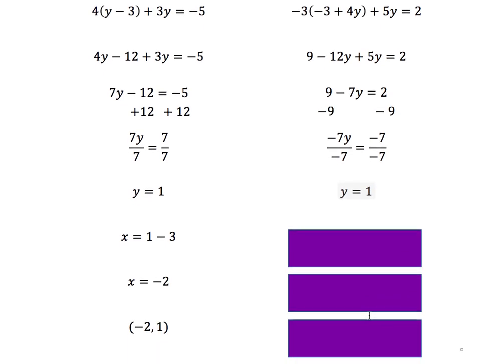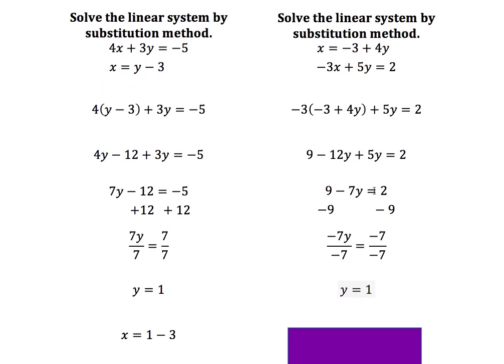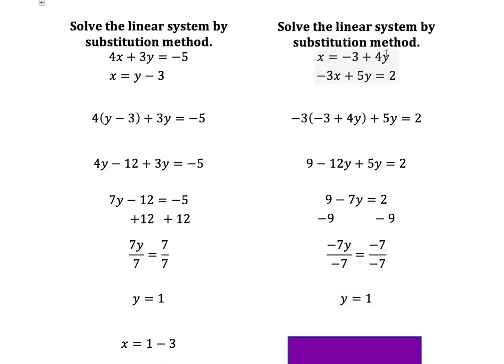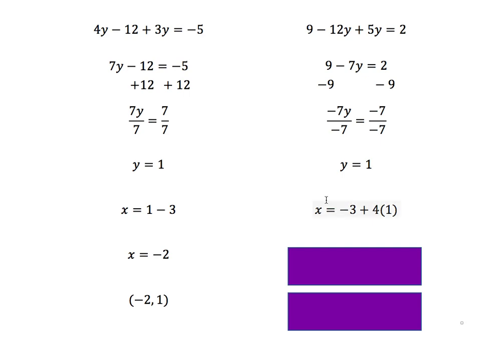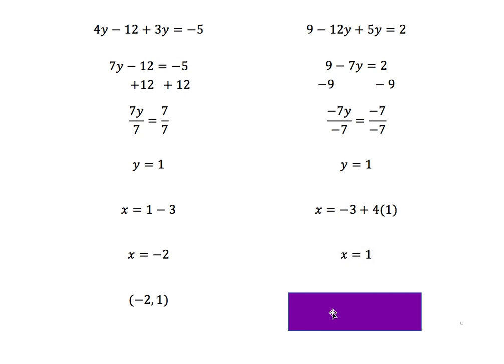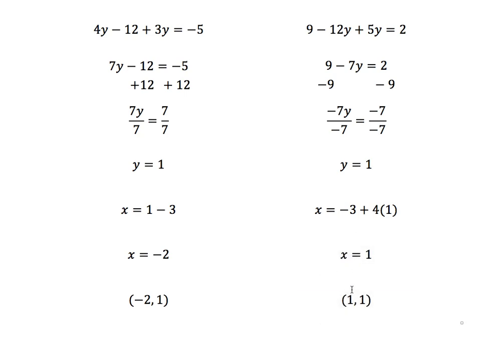All right, now again, I know what my y value is. I'm going to plug in 1 for the y here, and I'm going to solve for x. When I do that, I get x is equal to negative 3 plus 4 times 1. Well, negative 3 plus 4 is positive 1. So my solution here is 1, 1.